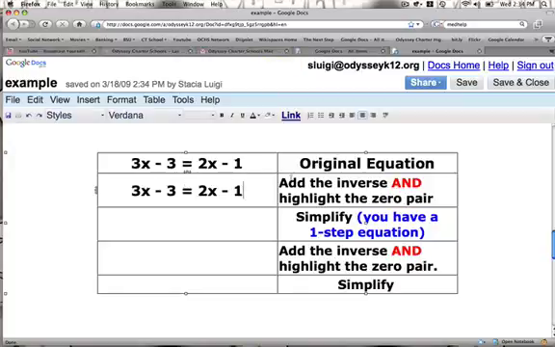Here it says add the inverse. What we're talking about here is adding the inverse of the x term. The x term that I'm talking about is the one on the right side of the equal sign. So there are different ways of doing this, but this is the process I want you to follow so we're all doing the same thing.